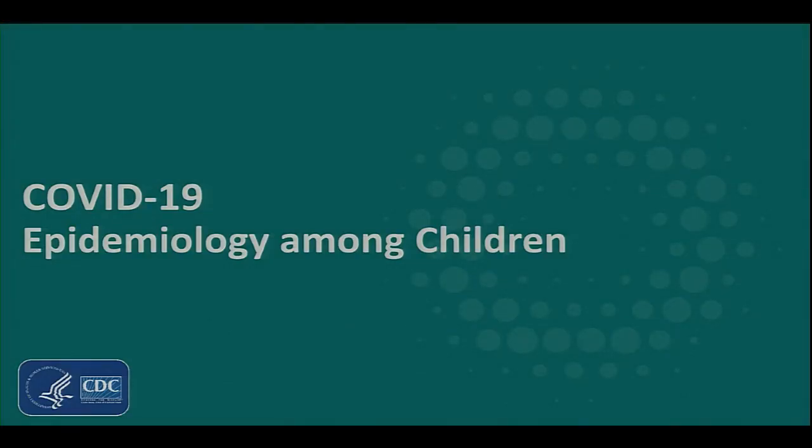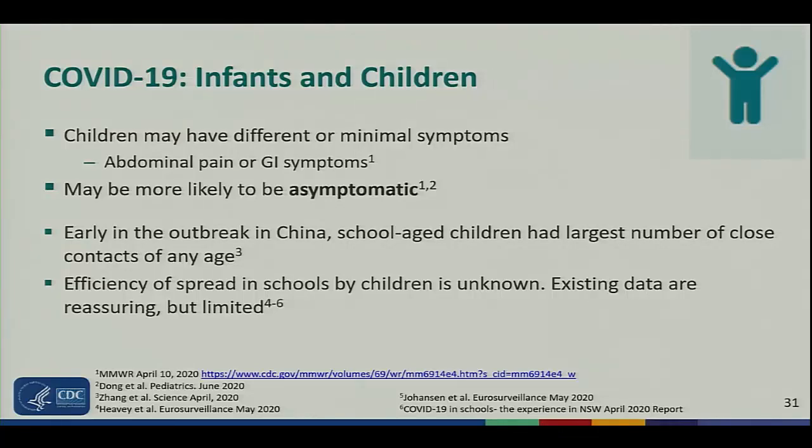Next is a focus specifically on children. Children may have different or minimal symptoms compared to adults, including abdominal pain or GI symptoms, and they also may be more likely to be asymptomatic. In addition, there's limited information to date regarding the role children play in transmission. Early in the outbreak in China, while children were still in classes, school-age children had the largest number of close contacts of any age. The efficiency of spread in schools by children is unknown. Existing data are reassuring, but quite limited.